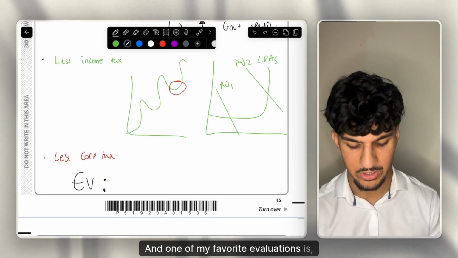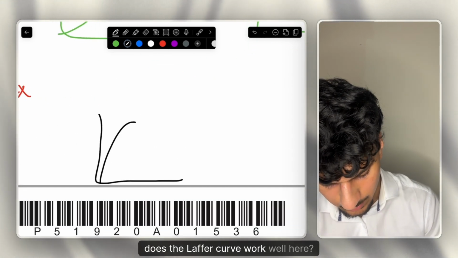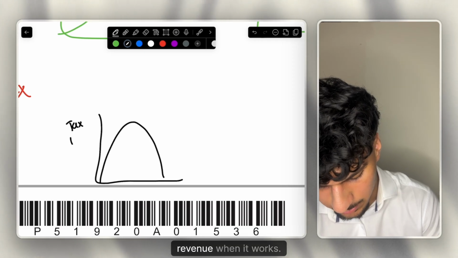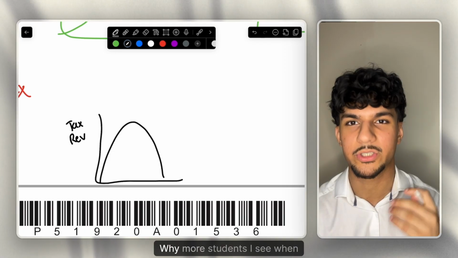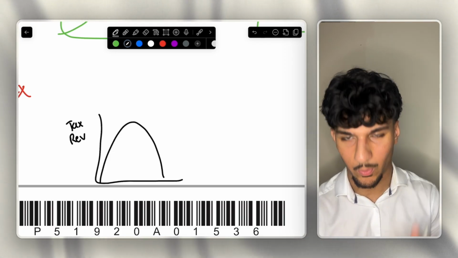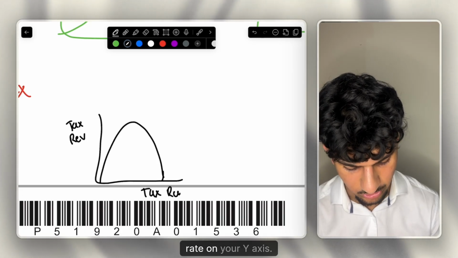And one of my favourite evaluations is indeed the Laffer curve. Now, why does the Laffer curve work well here? So we have tax revenue on your y-axis. This is the most confused thing with the Laffer curve. Most students I see when I'm marking scripts drop marks because they mix these two labels up, and then tax rate on your x-axis.